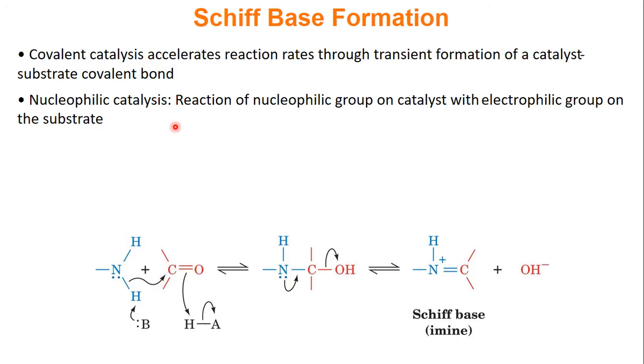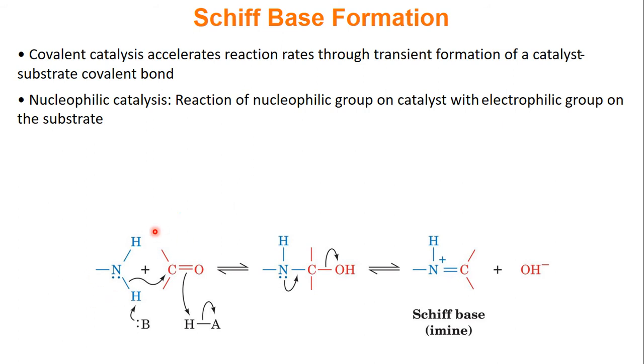Now, another type of catalysis we'll see often is covalent catalysis, and that's when your catalyst actually forms a covalent bond to your substrate. One type that is common is nucleophilic catalysis, where on your catalyst you have a nucleophilic group, and a nucleophile is a group that is donating electrons, and this will react with an electrophile group. An electrophile group is one that's accepting electrons.